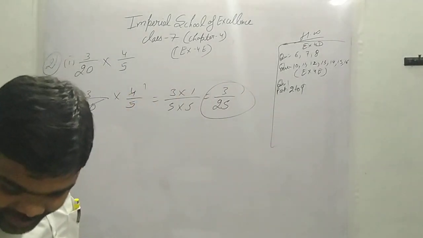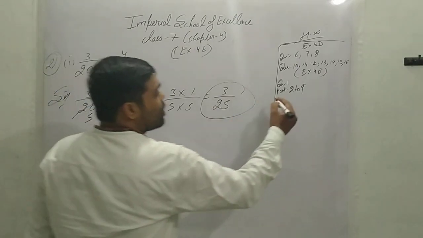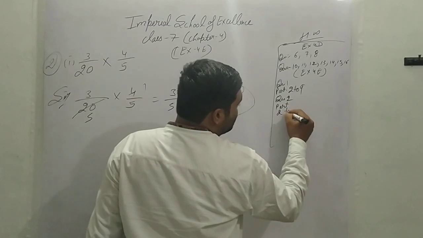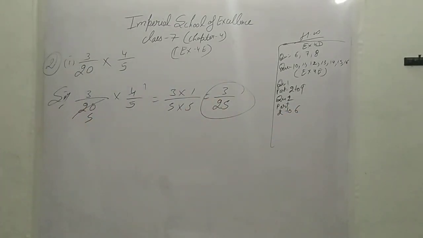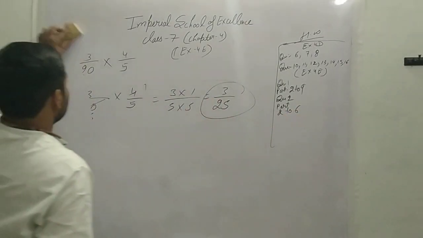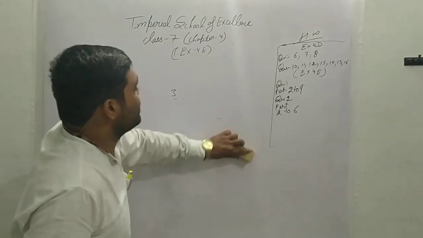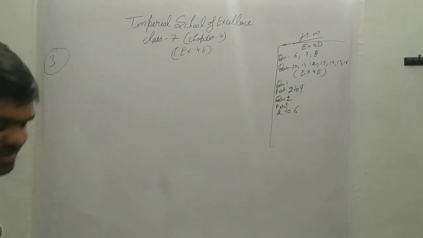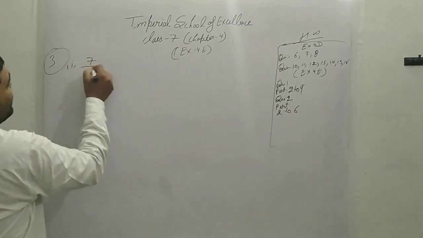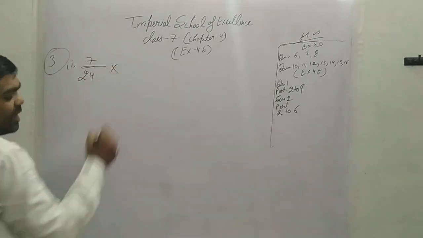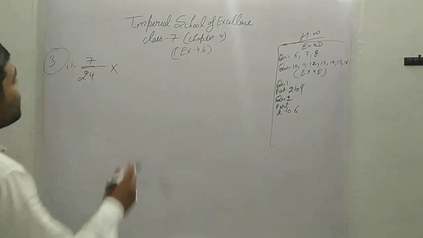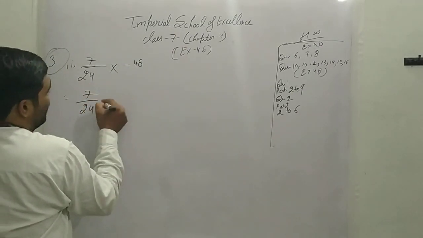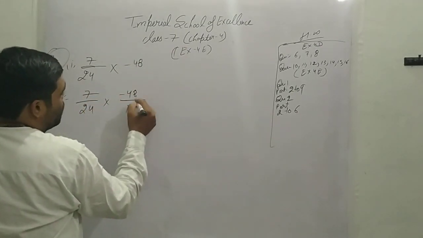In question number 2, parts 2 to 6, you have to do. Now in question number 3, it is also given here. Simplify 7 upon 24 multiply minus 48. What you have to do? 7 upon 24 multiply minus 48 upon 1.